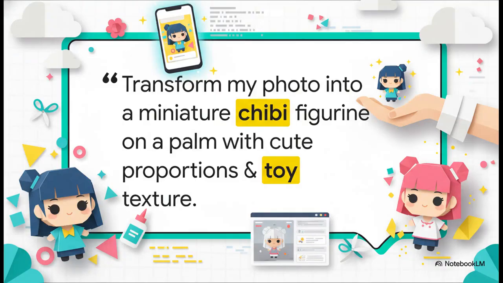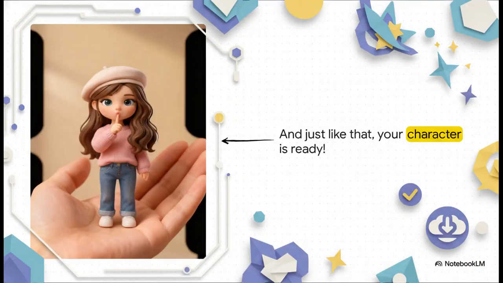And here it is. This is the first magic ingredient. You don't have to think up anything clever. You just copy and paste this text right here. It tells the AI exactly what you're after, a cute little chibi figurine that looks just like you, right down to the hairstyle and clothes. It's that simple. And boom!